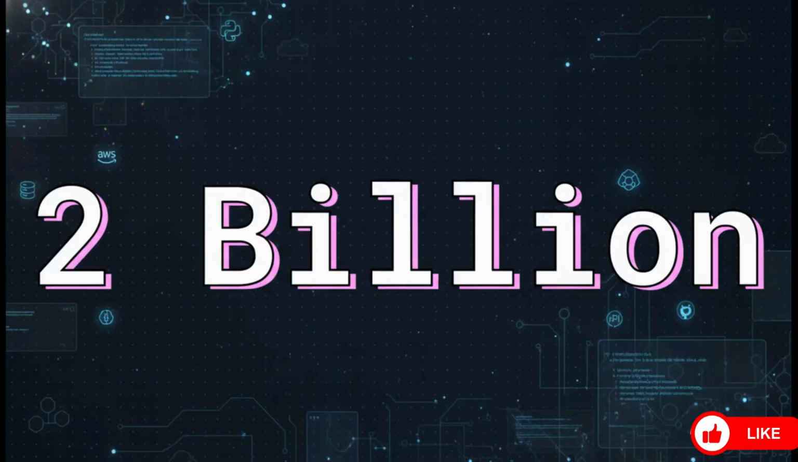And when we talk about massive scale, we truly mean massive. 2 billion. That is the number of vectors a single index can hold. And remember, a single vector bucket can support up to 10,000 distinct indexes. That is an astronomical amount of semantic data, all managed serverlessly without you ever having to provision a single node, cluster, or instance. Crazy, right?